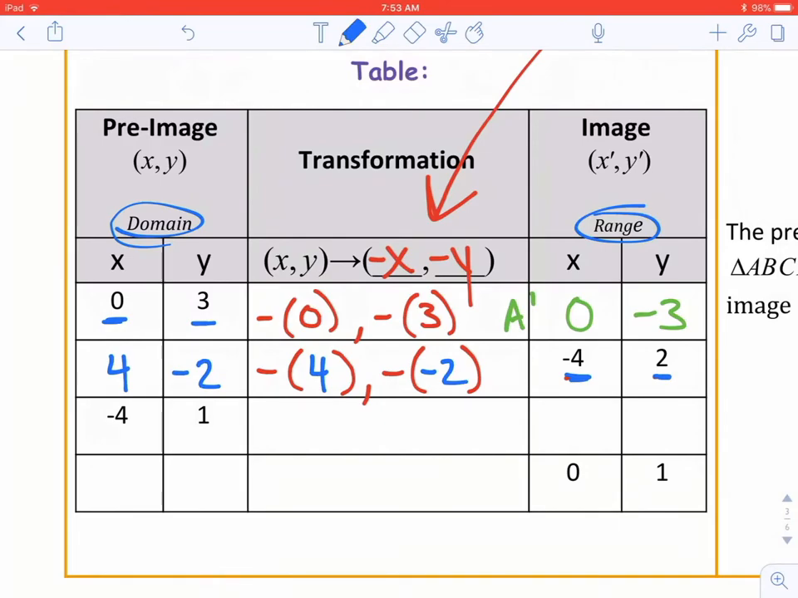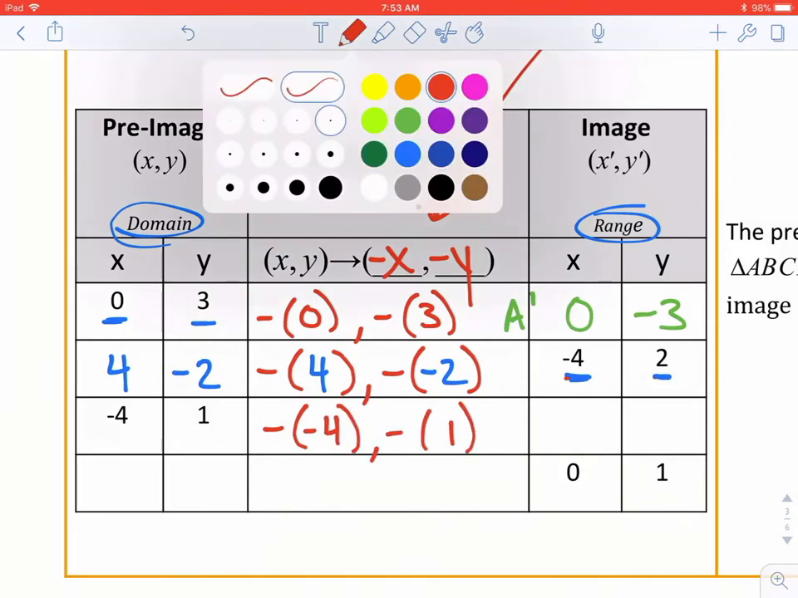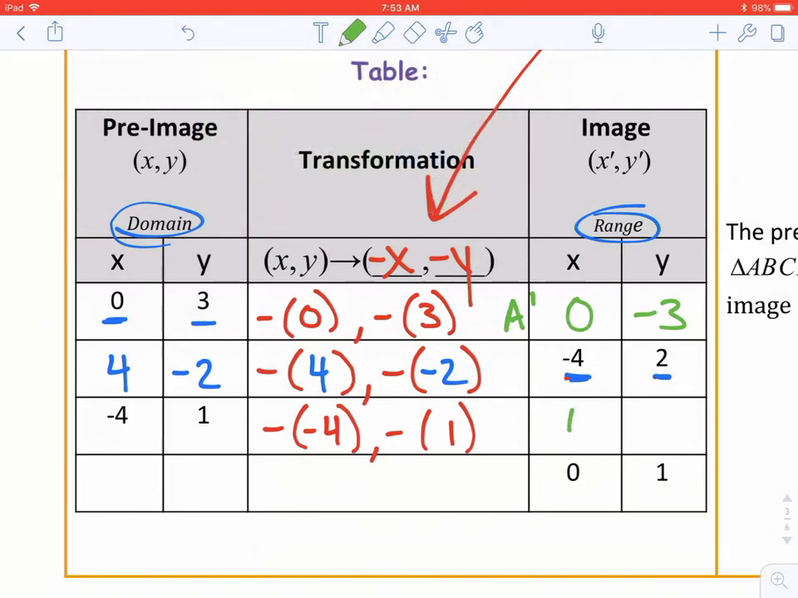And then let's look at the third values. So we have negative 4, 1 for our C coordinates, and we just need to make those negative. So negative negative 4, and negative 1 is going to generate our range, which is 4, negative 1. So we got B prime right above there, that's C prime.